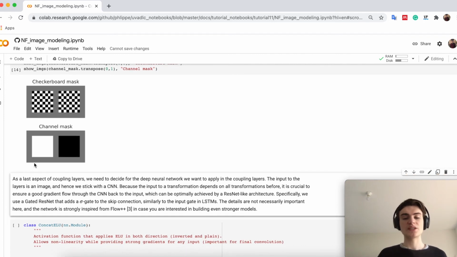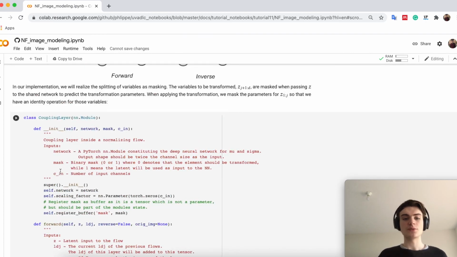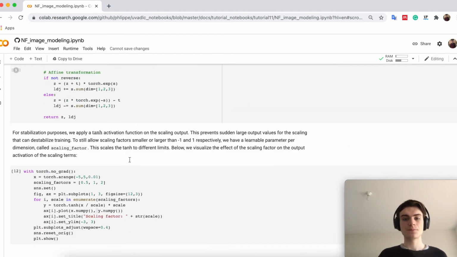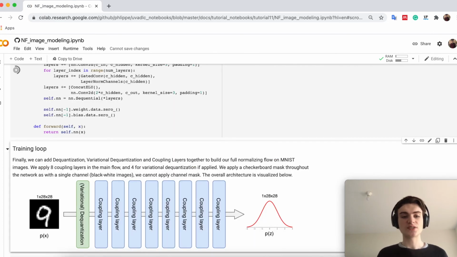Below here I just define a neural network which will serve our purpose of modeling the mean and the scaling. The details here are not relevant. In case you're interested, you can look at it. It is basically just similar to a ResNet with some tricks, which I took as inspiration from one of the state-of-the-art models.